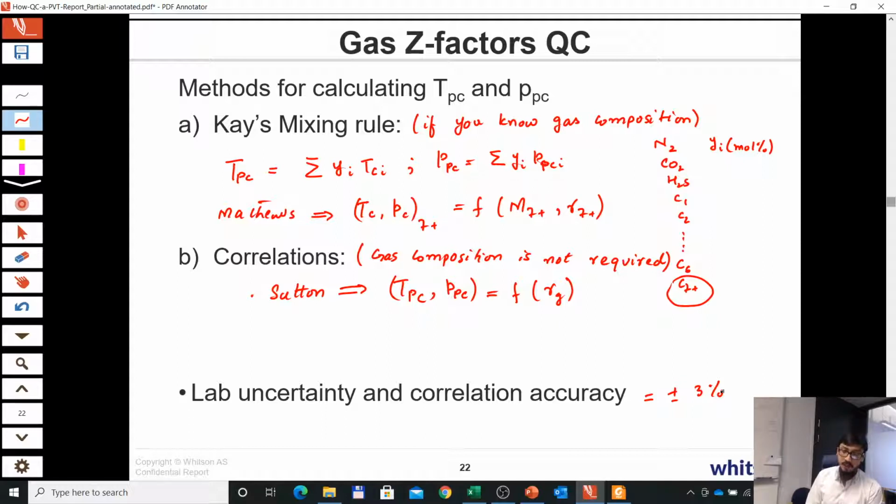And this plus minus 3% includes both the lab measurement uncertainty, since you can have some uncertainty in the lab measurement, and also the fact that we are using correlations. For example, here the Standing correlation, and in this case the mixing rule, we have this Matthews correlation. And correlations, we know, are not accurate. So there is some room in this plus minus 3% for correlation accuracy. But overall, it should generally be within plus minus 3%, and that generally gives the idea whether it's good quality data or bad quality data.